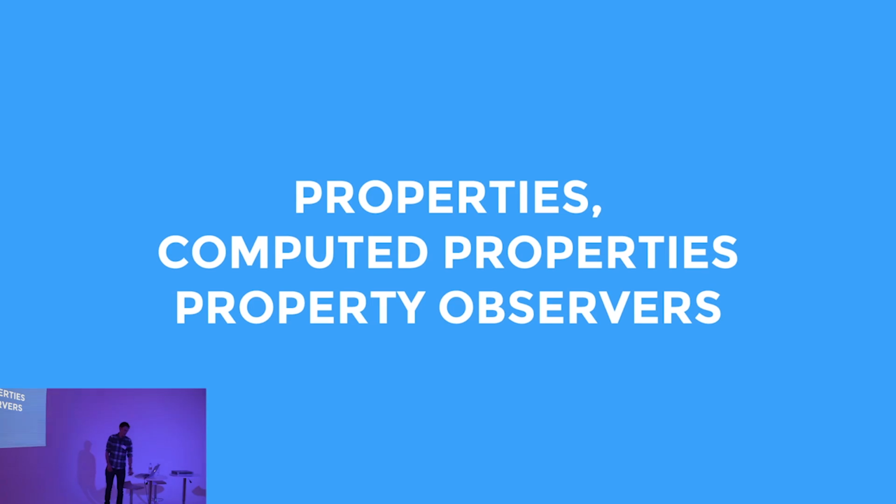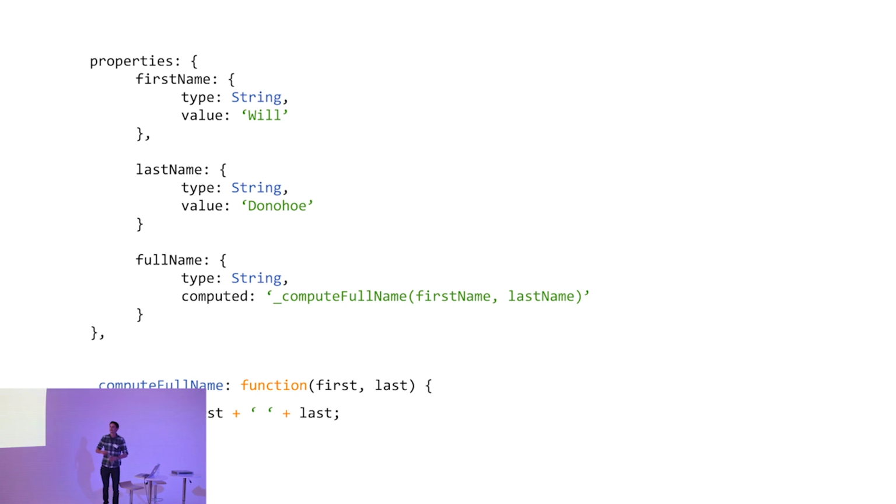So properties and property observers. These again aren't something which Polymer provides. It's kind of standard across web components, but it's core for making elements. So I'm going to go through some of these.